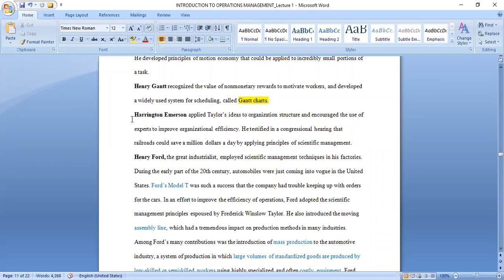And then we had another pioneer under the scientific management era by the name of Harrington Emerson. For him, he encouraged the use of experts to improve organization efficiency. So according to Harrington Emerson, efficiency would be attained by organizations as long as they used experts in their production process.